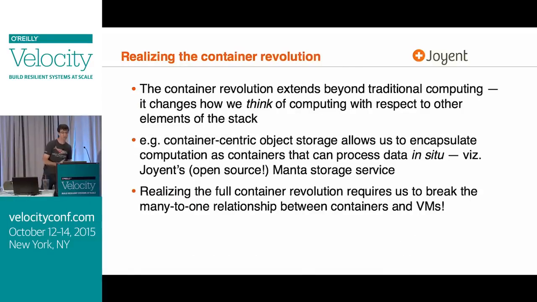You're going to get a lot of productive mutation. We think that this spreads far beyond traditional computing. It changes the way we think of all elements of the stack. We developed a container-centric object store called Manta that we love and use, but is still in the future. All open source, but still in the future, because people are still kind of grokking containers. It's like S3, but you can spin up a container on your objects.